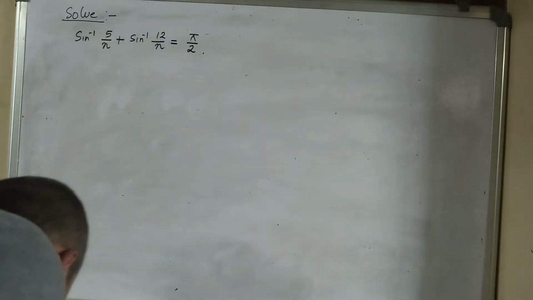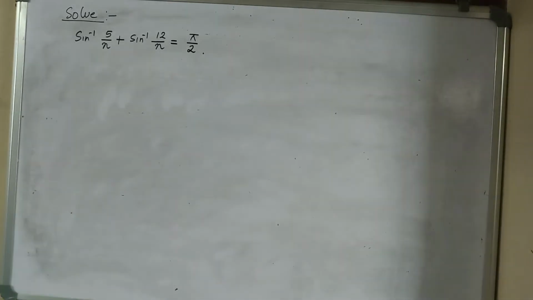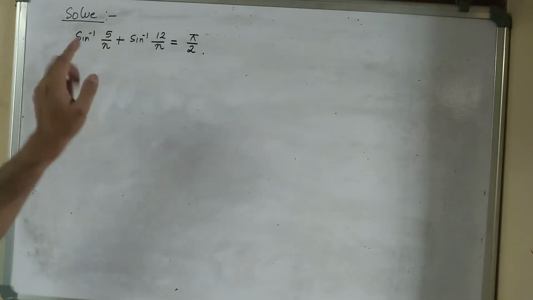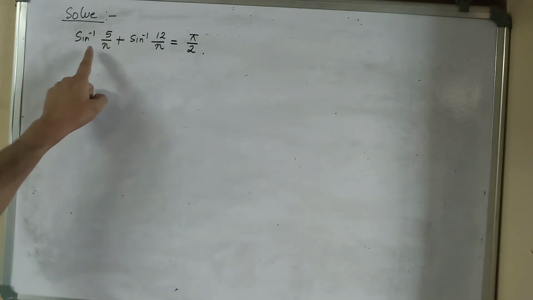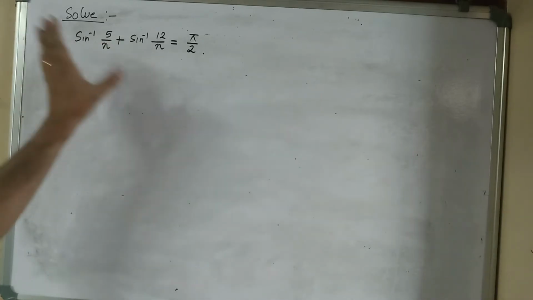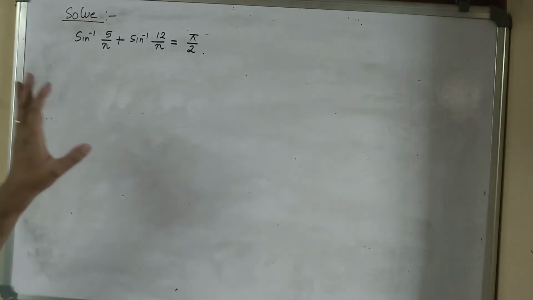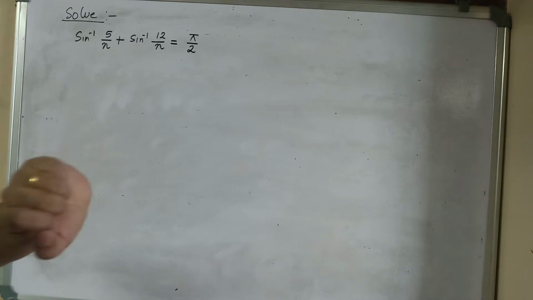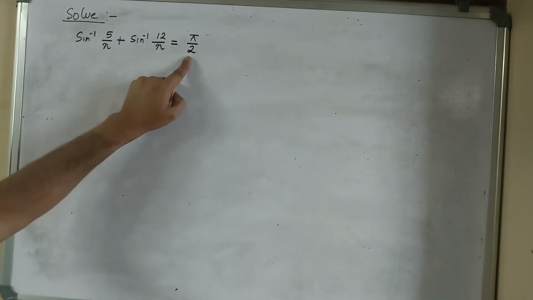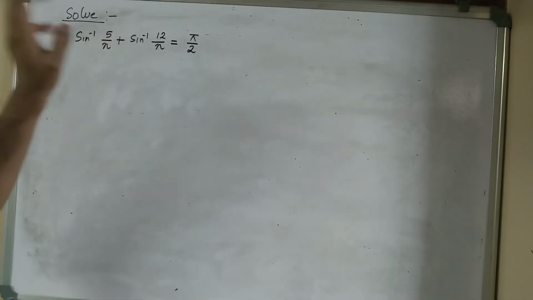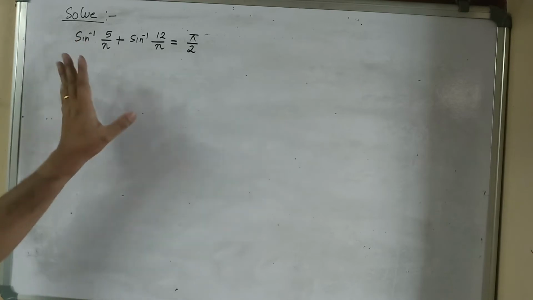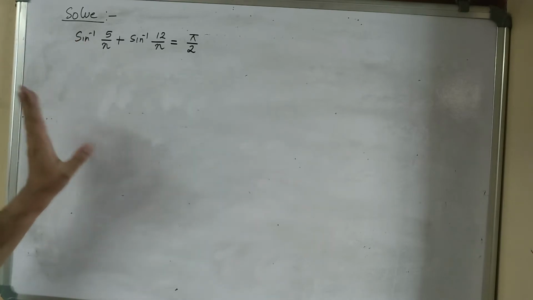Now over here also it is in terms of sine inverse 5 by x plus sine inverse 12 by x equals to pi by 2. But in this question we are not going to use the direct formula for sine inverse x plus sine inverse y. If I use the direct formula, this numerical will be complicated. But I already told you in previous videos that if the right hand side is pi by 2, then always try to use the property of inverse trigonometry.